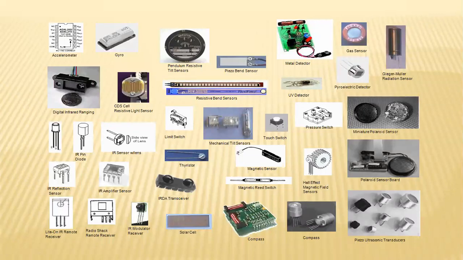And gyroscope, pendulum resistance tilt sensors, piezo bend sensors, touch switch, Hall effect magnetic sensors. These are all the different kinds of electrical sensors that will be utilized in robots for different tasks in order to reduce the human effort in the processing of work or in the commencement of work.